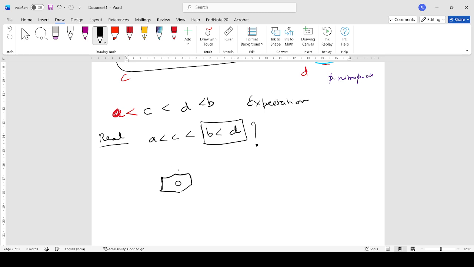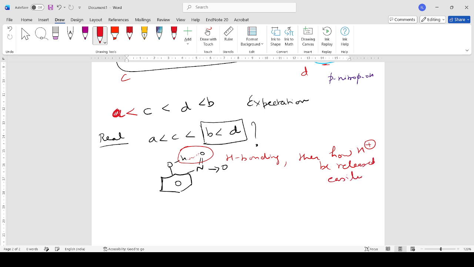I have OH and I am having this NO2, right? This hydrogen wants to go for hydrogen bonding here. If it is going for hydrogen bonding, then how can H plus be released easily? Can you release H plus easily? No. It is involved in hydrogen bonding. Releasing of H plus is only called acidity. Here the H plus can't be released easily. That's the reason why B becomes less acidic compared to D.